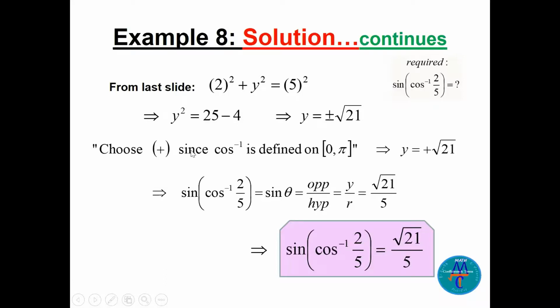Choose the plus since the cosine inverse is defined on the interval 0 to pi, which is quadrant 1 and 2. So y should be positive. So we take y as plus square root of 21. Now, what do we need to find? Sine of cosine inverse 2 over 5, which is sine of theta, which is the opposite over the hypotenuse, or y over r. Square root of 21 over 5 is the answer.